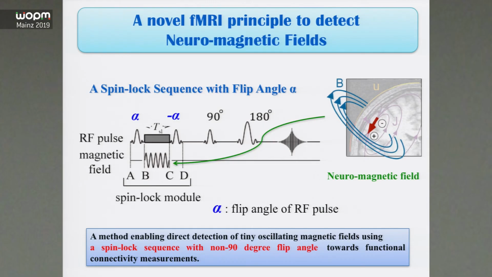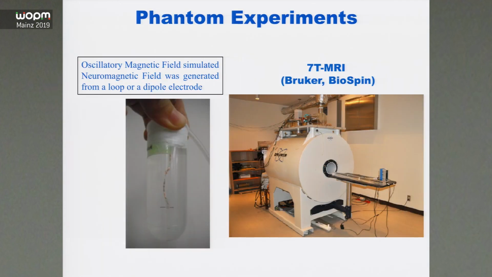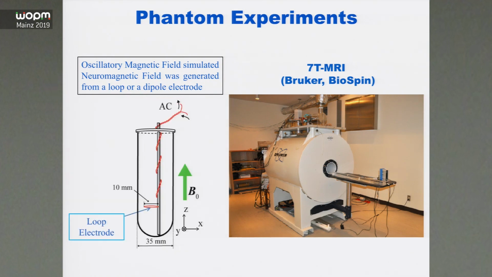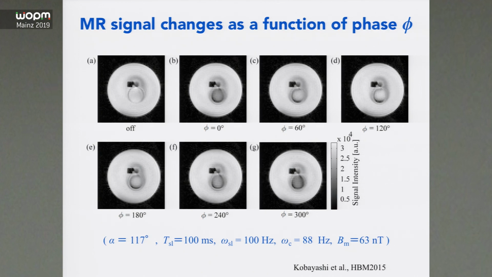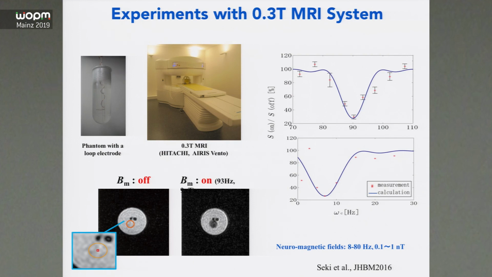To realize functional MRI with low field MRI, we have to use a new principle to measure the cortical activities. This is the new fMRI principle to detect neuromagnetic fields directly by the spin lock sequence. I'll skip this, but first we used the 7 Tesla high field animal MRI and tested that this principle works, and we could successfully detect the signal change by the neuromagnetic field, like a small amplitude magnetic field. And then we moved on to verify the principle using the low field MRI. In this case, a 0.3 Tesla MRI is used, and we can also detect the signal change.